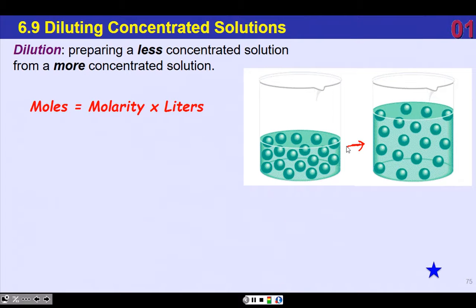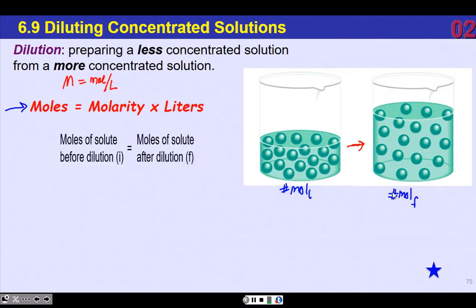If we go back to our definition of molarity, molarity means moles per liter. And so if you rearrange that equation, moles is equal to molarity times liter. And we will use this in the sense of thinking about the fact that the number of moles here in the initial situation is going to be equal to the number of moles in the diluted one. We'll call that the final situation or final solution.